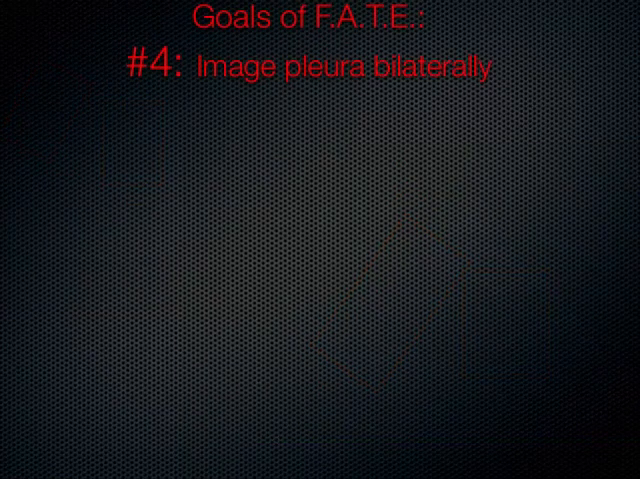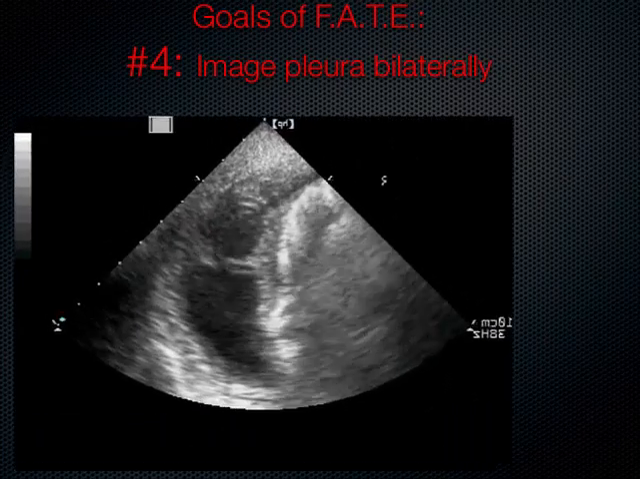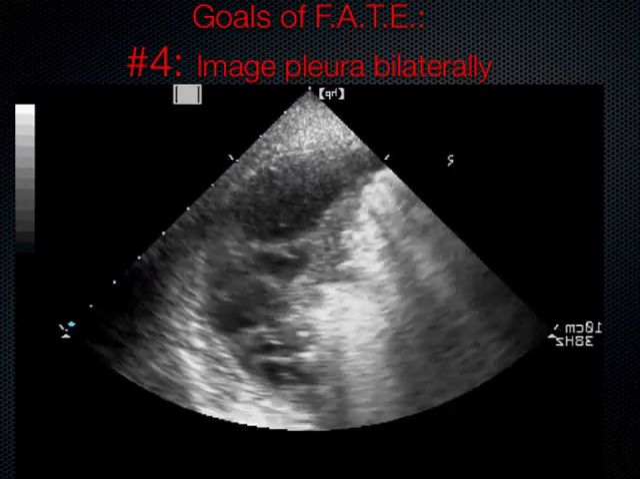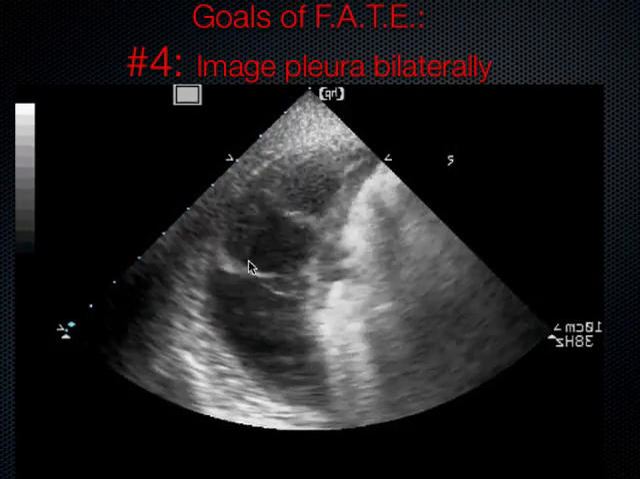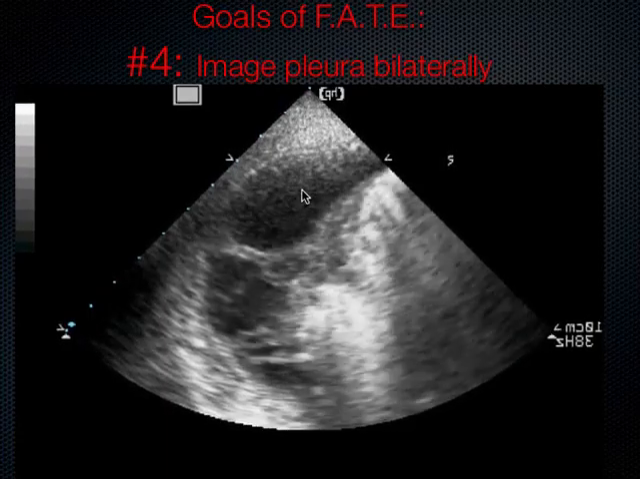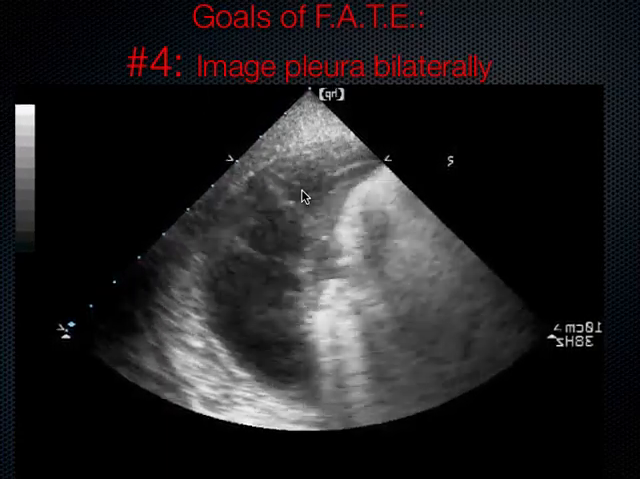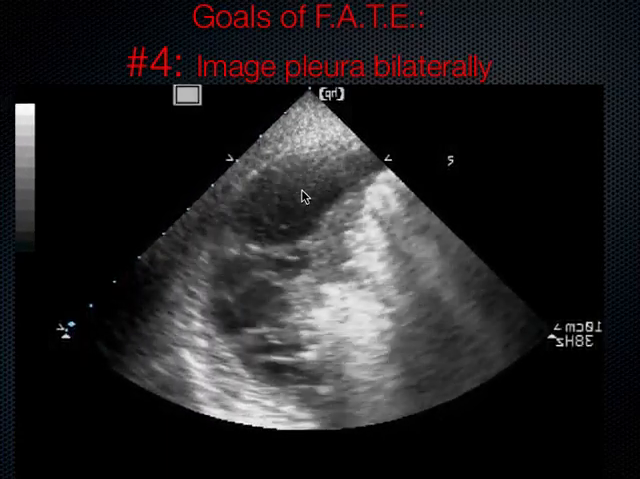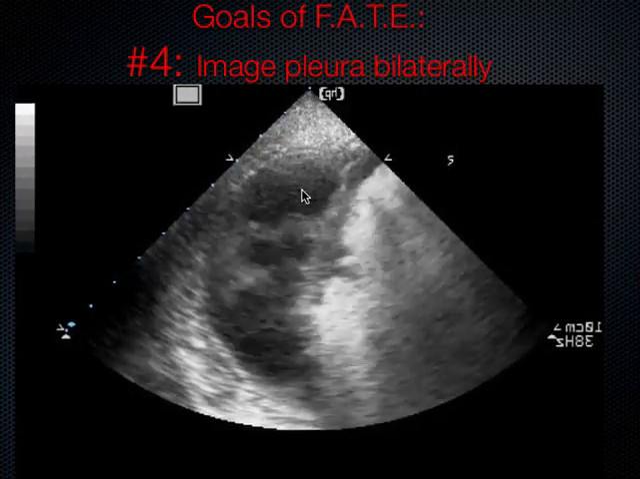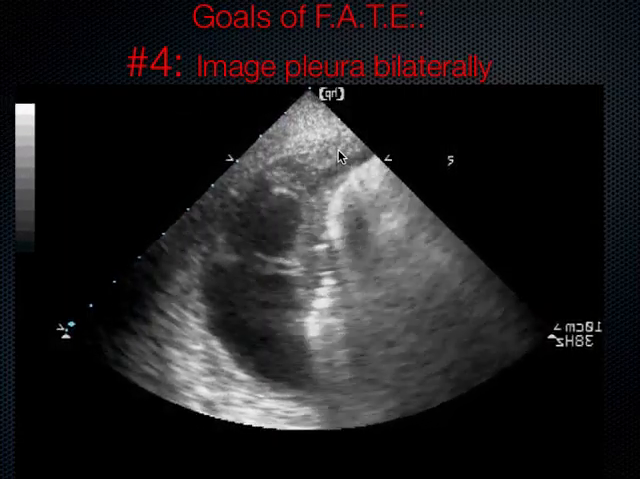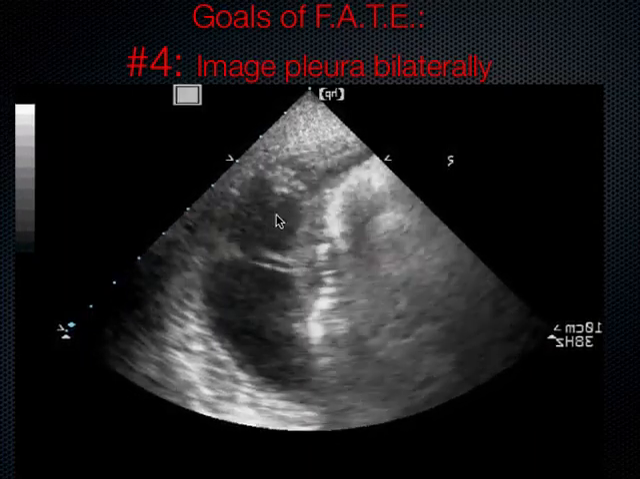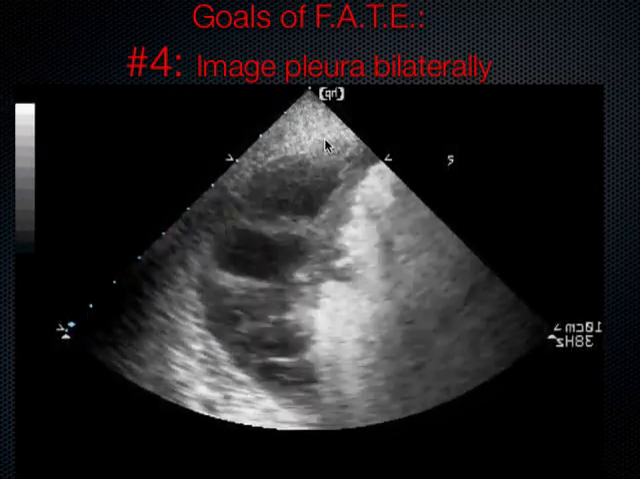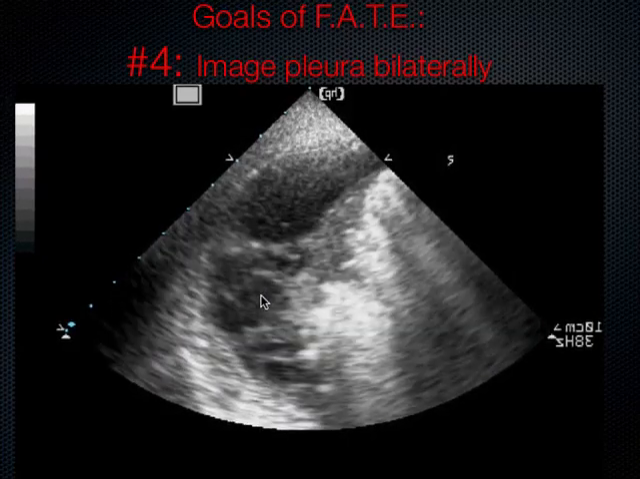Now moving on to number 4, we want to take a look at the pleura bilaterally, and in this case here we can see that there's a very large pericardial effusion going on. I'm sorry, pleural effusion going on. We have the probe looking just along the diaphragm laterally, a coronal view of the chest, and we can see as the patient's breathing in and out, this is a very large pleural effusion. We can even see loculations of pleural fluid there.